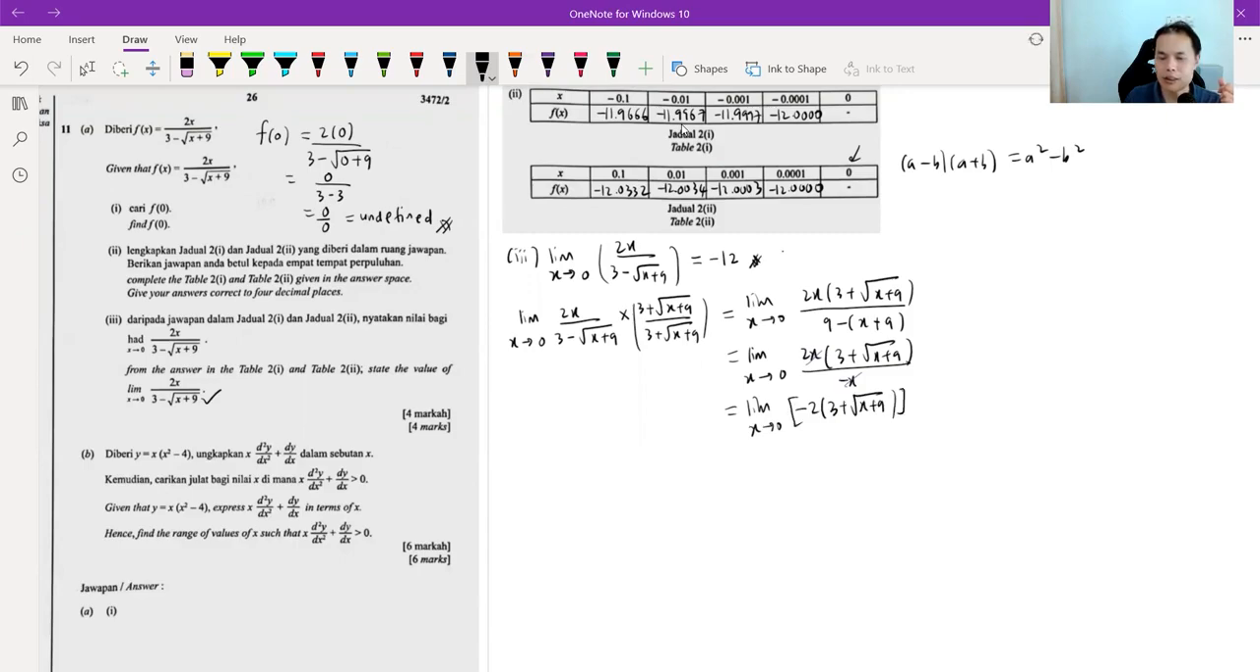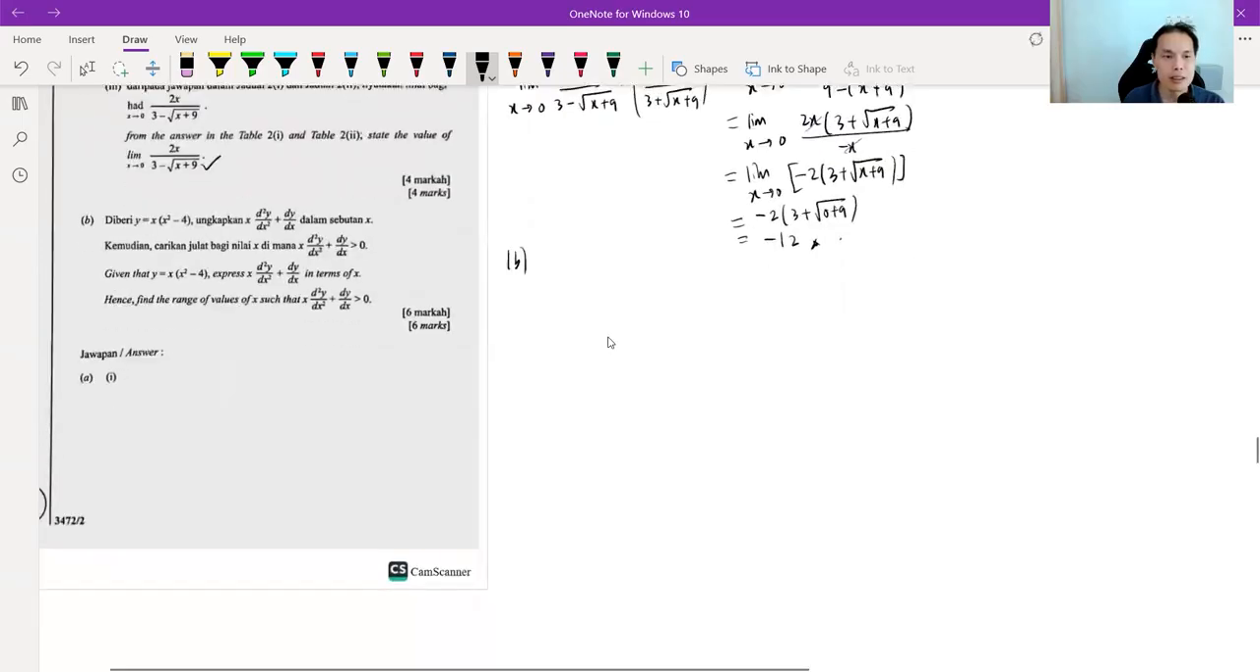Let me put a bracket here. And only at this stage, we sub in 0 inside. So it's minus 2, 3 plus square root 0 plus 9. This will be 3 plus 3, which is 6. 6 times negative 2, negative 12. See, we'll get negative 12 as well without using a table, right? Okay, so that's part A.